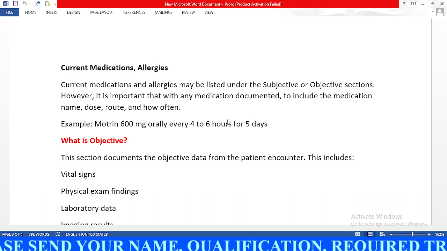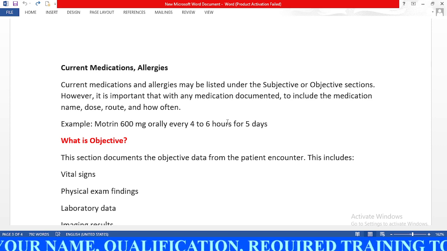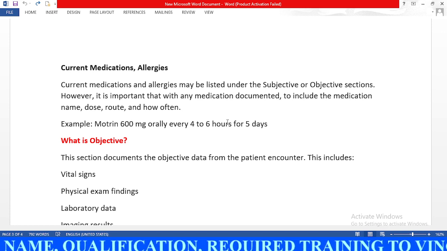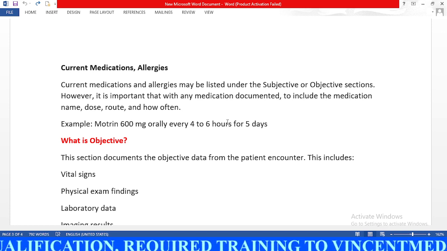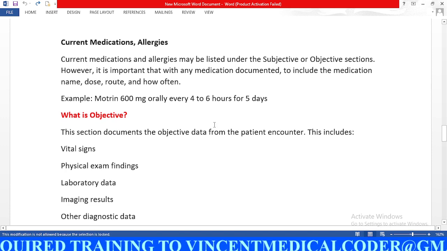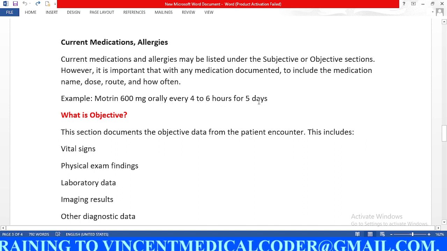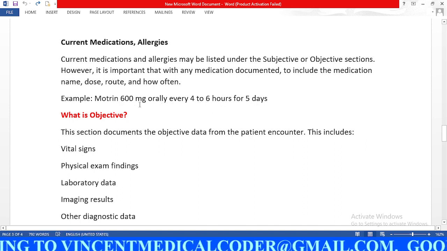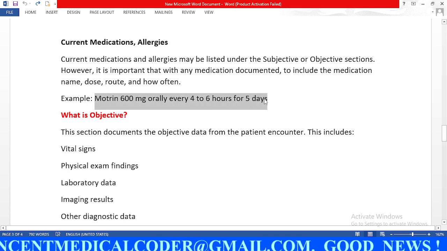So in order to code medication properly, for example, if you take insulin, you need to know the route of the insulin administration. Is it oral? Is it subcutaneous? Is it intramuscular? We have an example here. Morphine 600 milligram orally every 4 to 6 hours for 5 days. So in order to code properly, the physician must mention the documentation in this format.